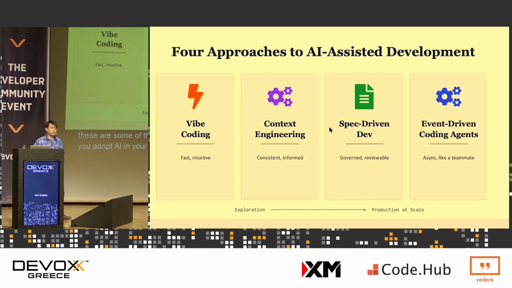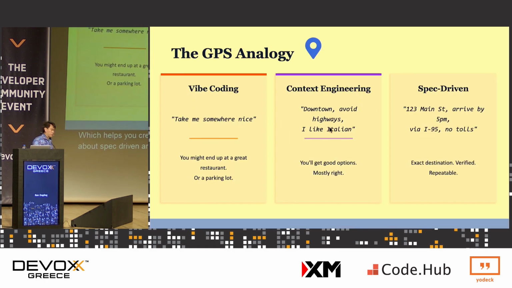So there are 4 approaches we're going to talk about today. We talked about vibe coding, which is fast and intuitive. Then we do context engineering, which makes the AI more informed. And then we have spec-driven development, which helps you create specs. We attended the last presentation where we talked a little bit about spec-driven. And then moving towards some agentic, event-driven coding agents. We'll discuss more about that.